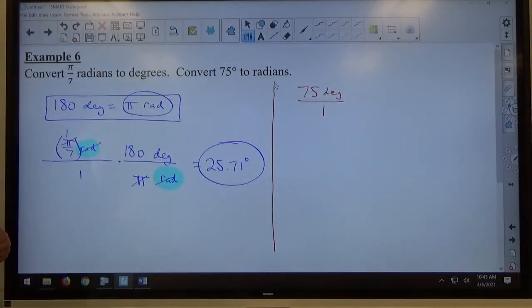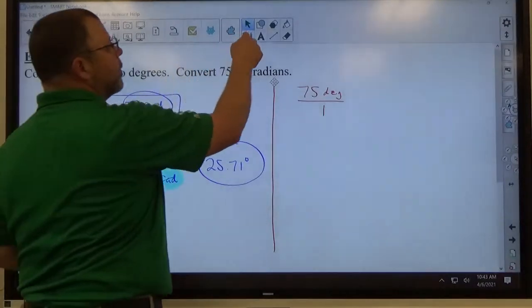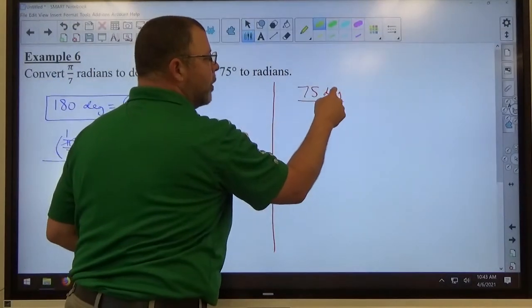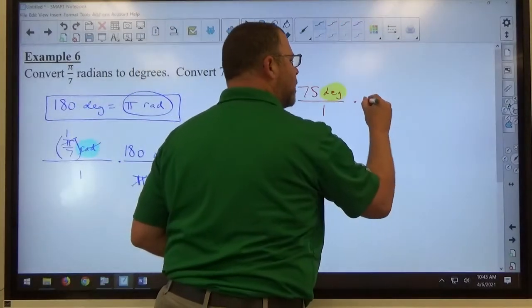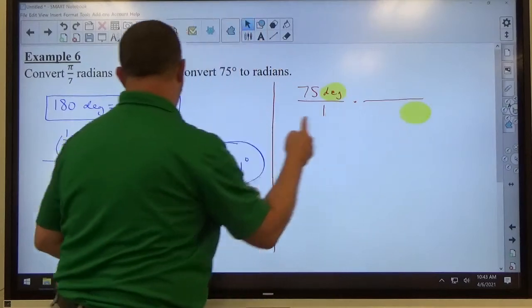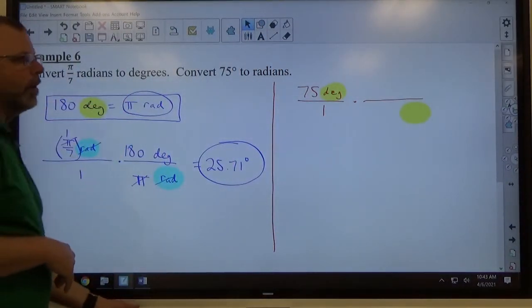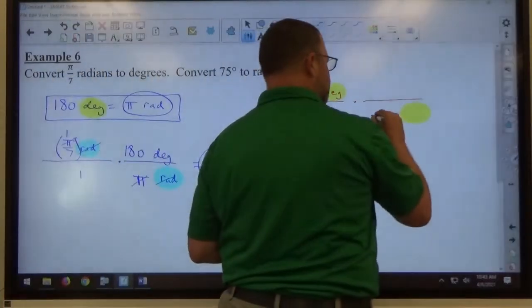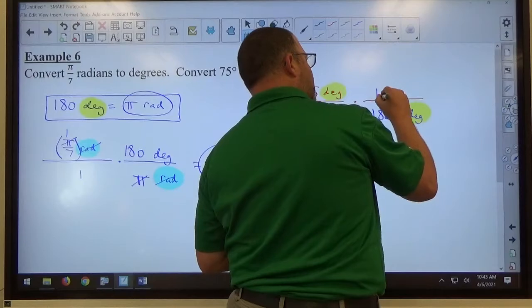All right, and now I want to multiply by this fact, but again, I have to look and see what I have for units. Currently, the unit of degrees is in the numerator. I'm multiplying by a fraction here. I want to make sure the unit of degrees ends up in the denominator as well, and that's right here. So on this one, I'm going to put 180 degrees on the bottom. And I'm going to put pi radians in the numerator.